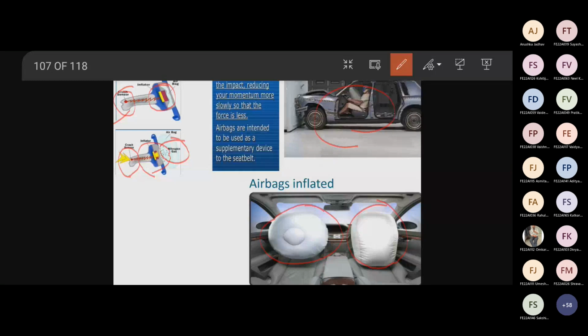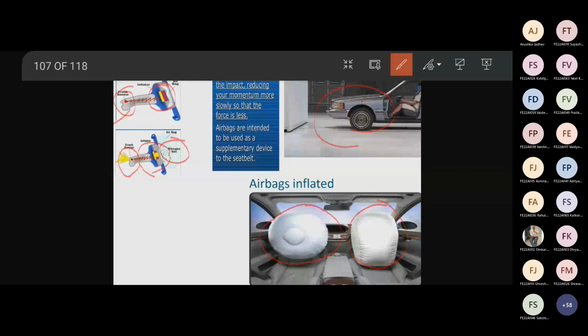Any passive safety system is not 100% safe, but it will reduce your injury, right? Now all this: the crash sensor sensing, giving signal to the inflator. In the inflator there is a gas, that reaction will happen quickly, and then it will convert to nitrogen gas, and your airbag will come out. All this happens within milliseconds. Millisecond means what? Less than 1 second, right? And you will safely land on the airbag. That is how these airbags are working.